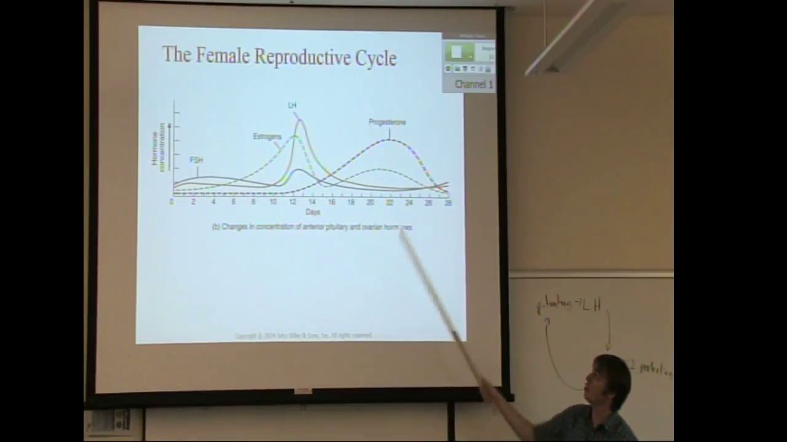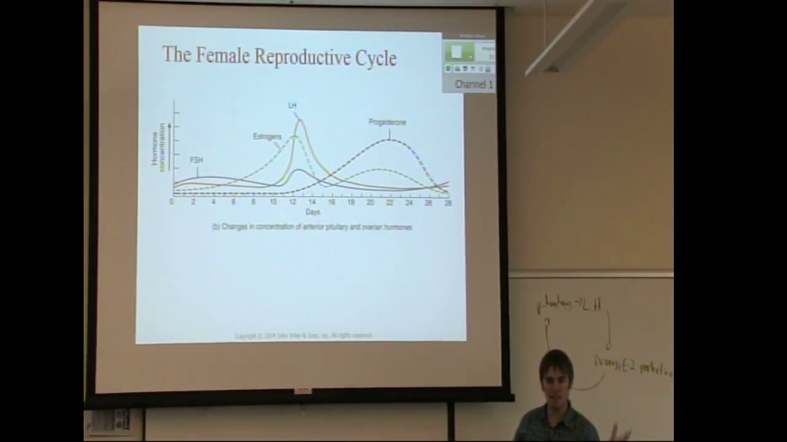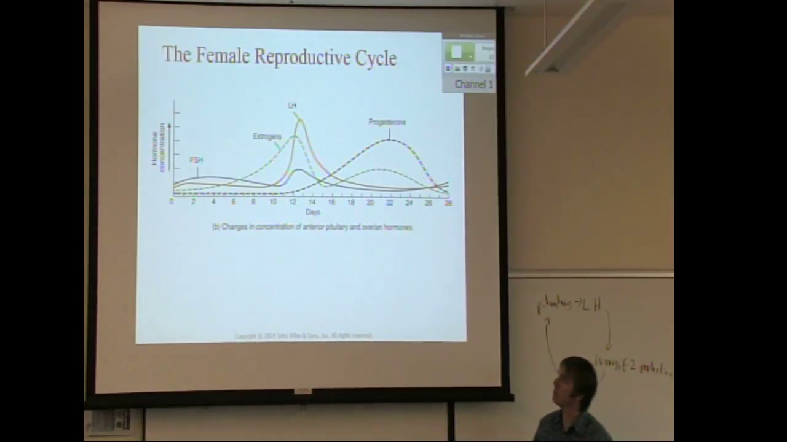And this is the corpus luteum here at the end, getting the uterus ready, because it takes a few days for that oocyte to get to the uterus. So you want to make sure the uterus is ready to implant an embryo if it's fertilized on the way there.